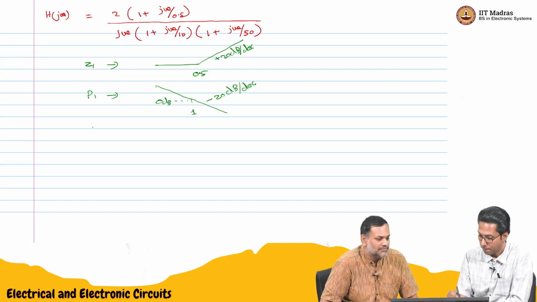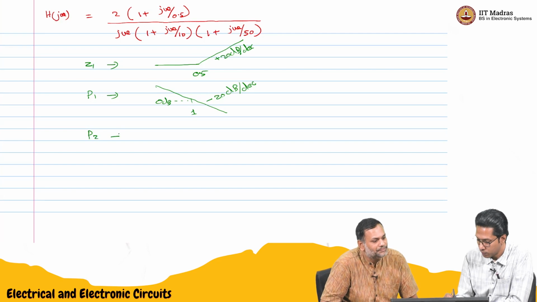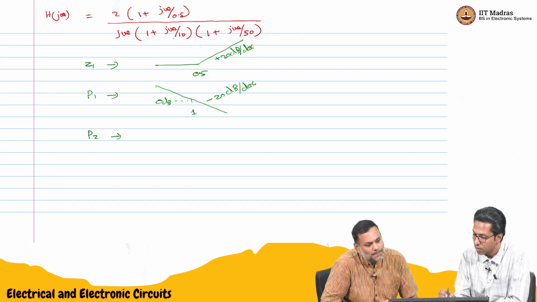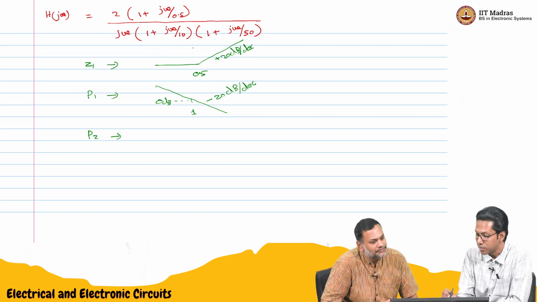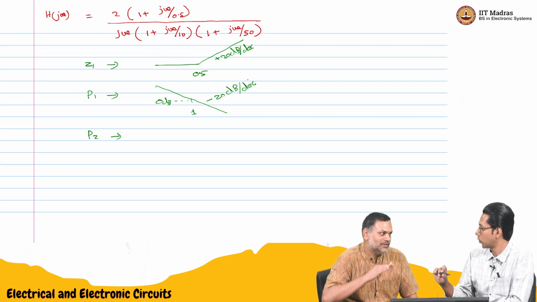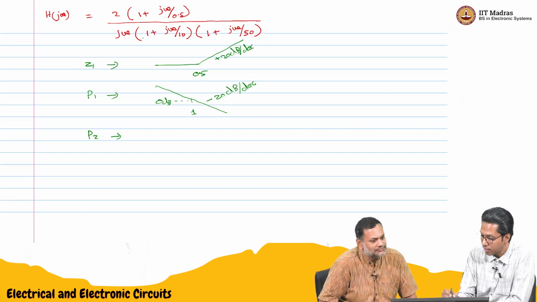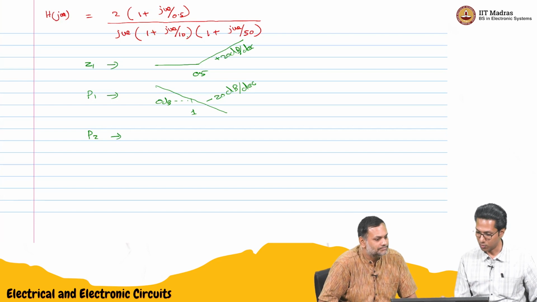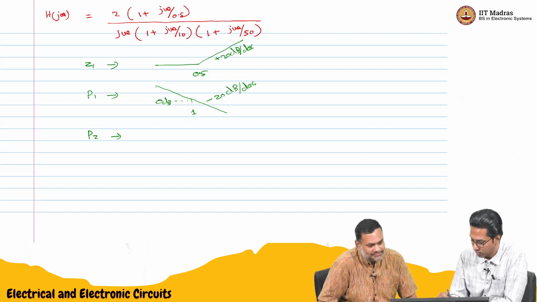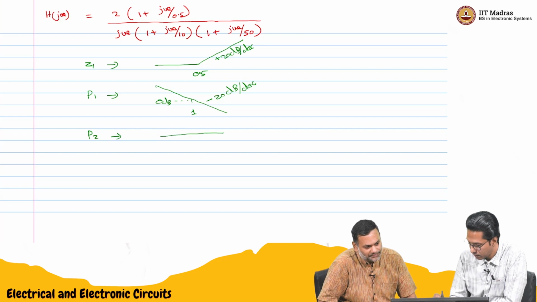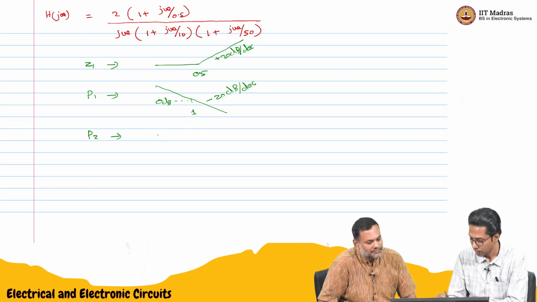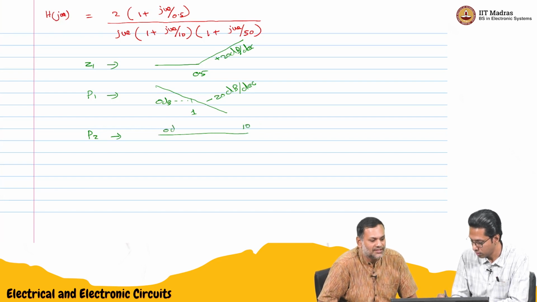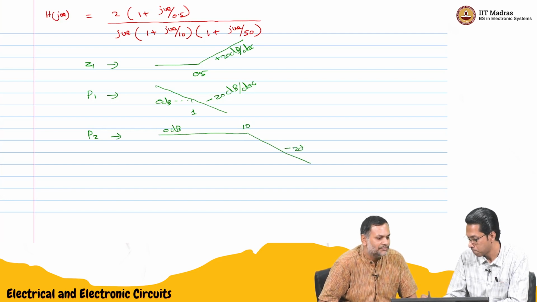P2, it will start activating only from 10. Until then it will be 0. What we are saying is, until then 1 is much higher than this. So log 1 is 0, which we have discussed earlier. So this will be something going till 10 at 0 dB, and then at minus 20 dB per decade.